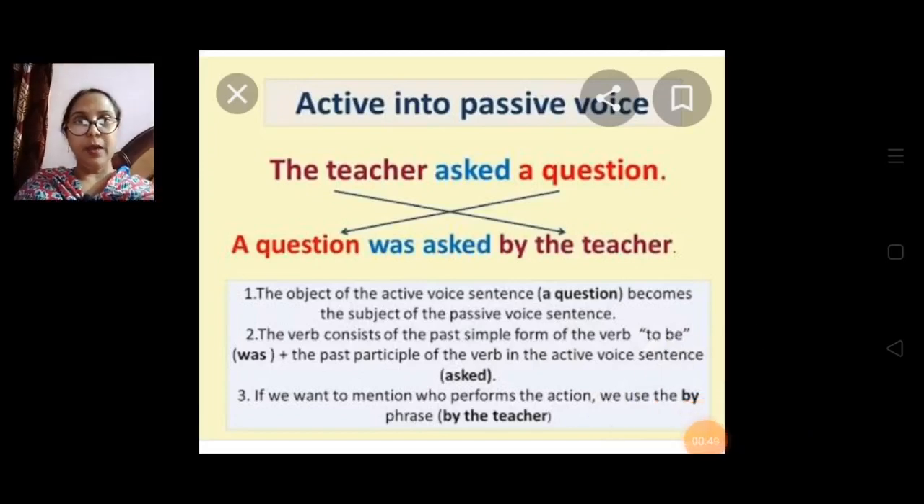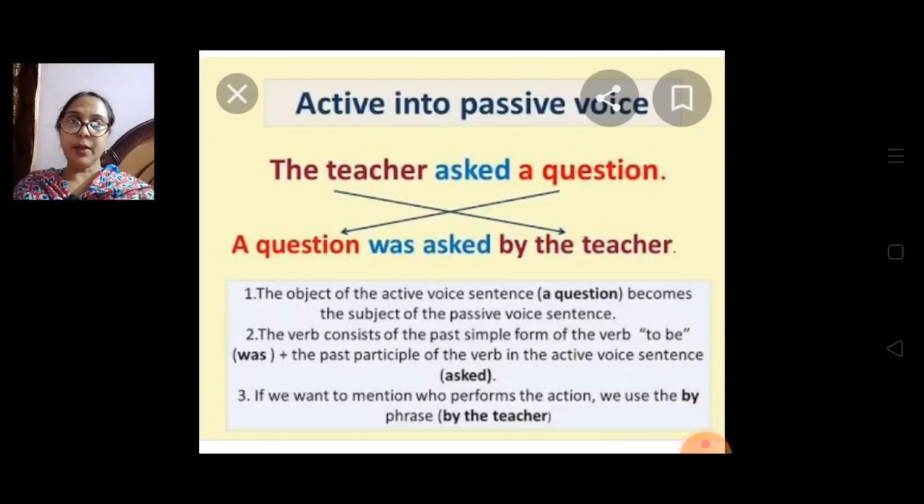First of all, I would like to remind you of the formation of active to passive voice, as you can see on the screen. Active: the teacher asked a question. Passive: a question was asked by the teacher. The object of the active voice sentence becomes the subject of the passive voice sentence, so always keep that in your mind. The verb consists of the past simple form of the verb to be, was, and the past participle of the verb in the active voice sentence. This is the topic of past tense, but I would like to only show how to form active to passive voice in different types of tenses. So I am going to start giving you a chapter.